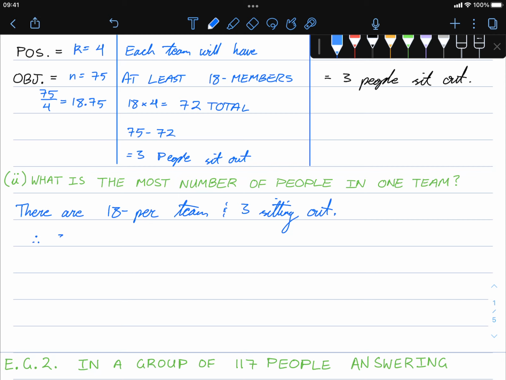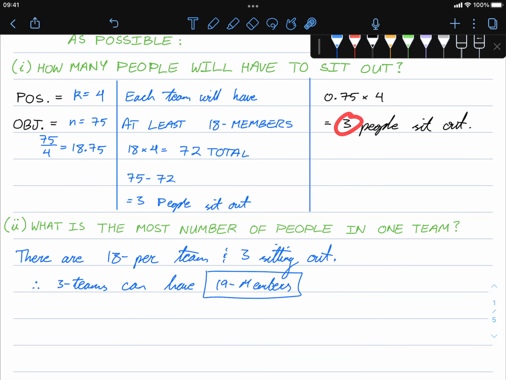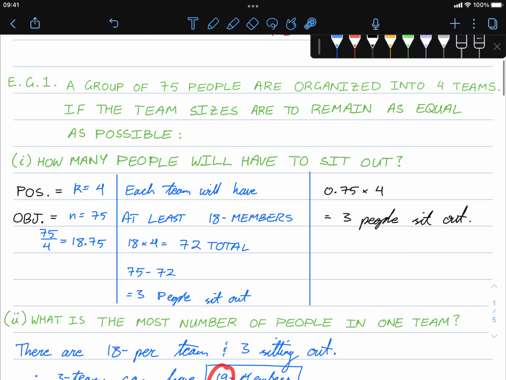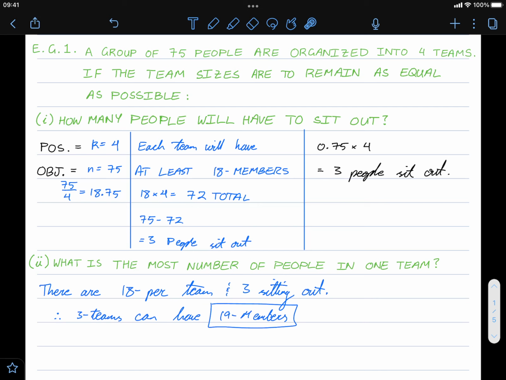Therefore, 3 teams can have 19 members. And that's simply the answer that we're looking for. Because dividing each one into the 3 teams that could fortunately have them, it'll be unbalanced, but that is as equal as possible.